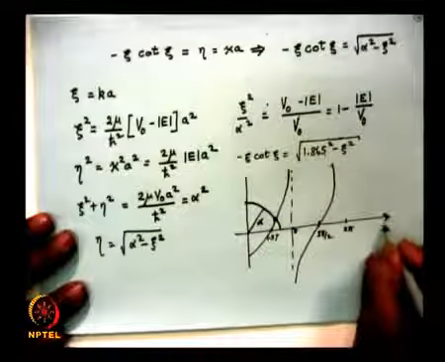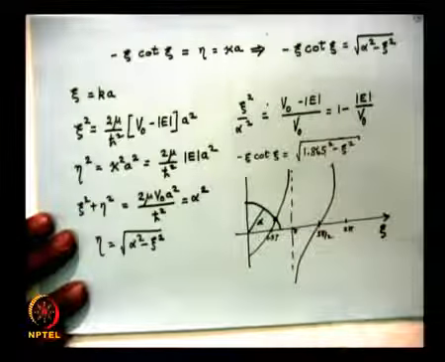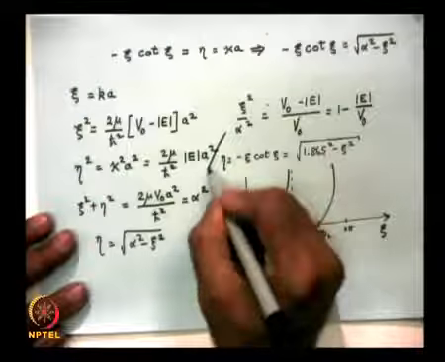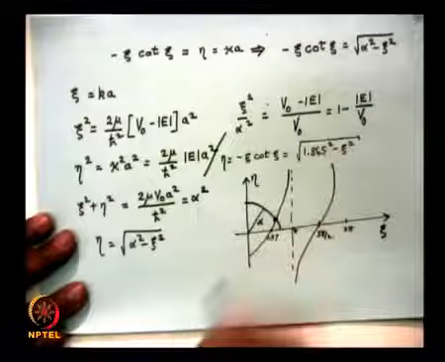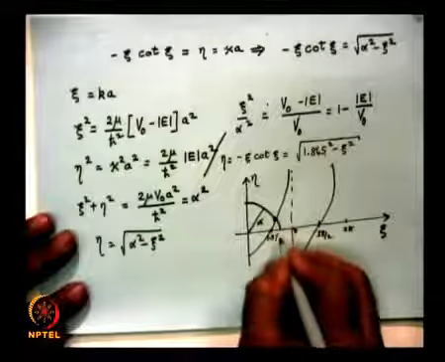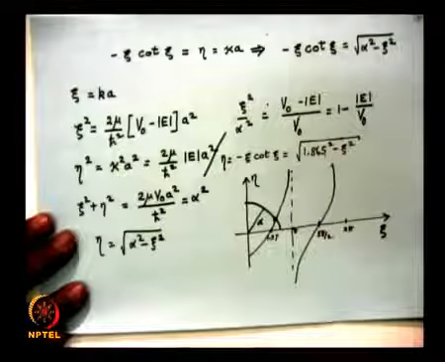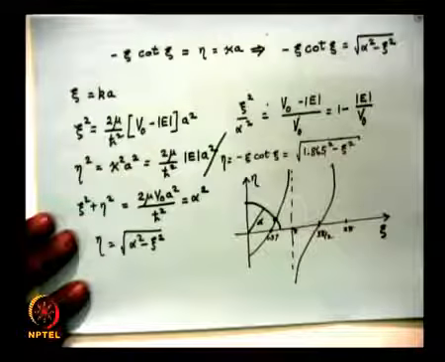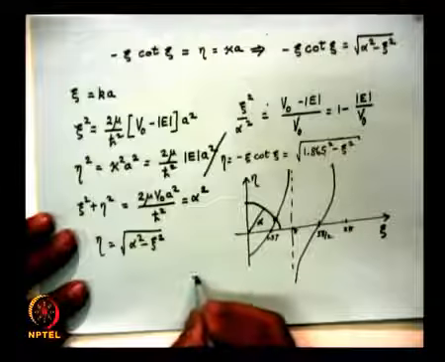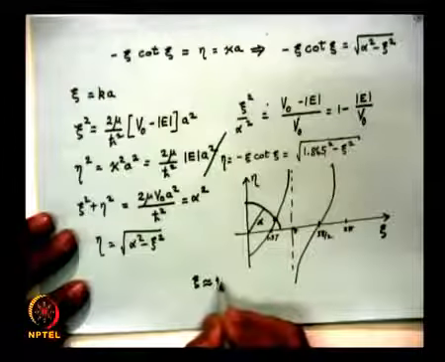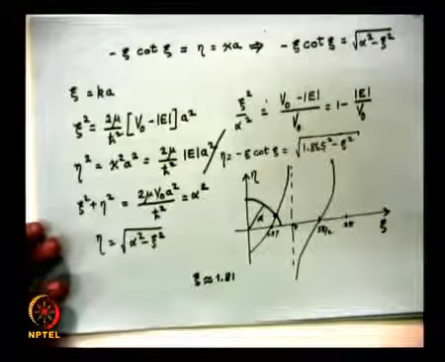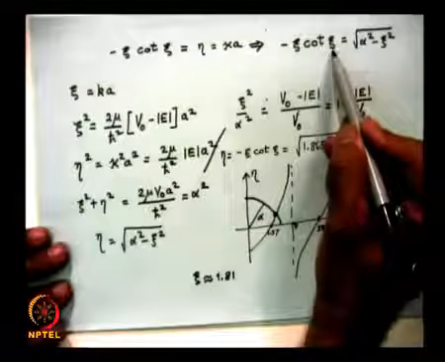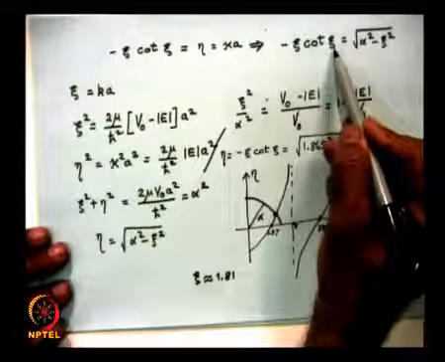The horizontal axis is xi, and this is eta, which is equal to so much. So, this is my eta. At this value, xi will be between 1.57 and 3.1. If you do this, xi will come out to be 1.81. Remember, when you do the numerical calculation, this xi is measured in radians.